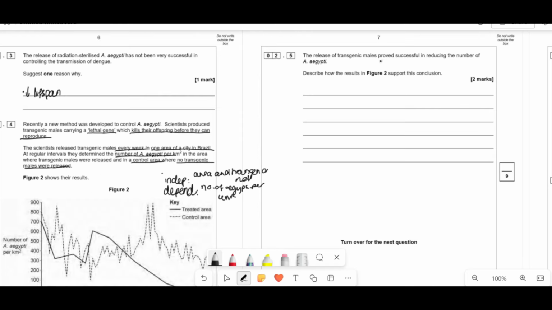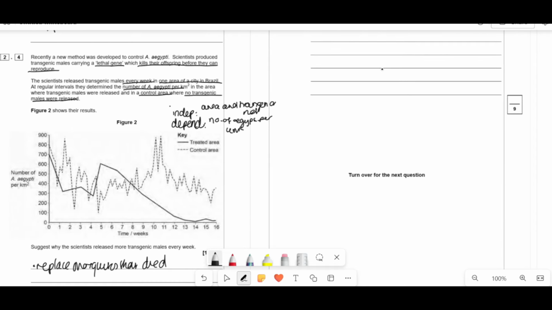The release of transgenic males proved successful in reducing the number of Aegypti. Describe how the results support this conclusion. So when it says that, it's always just saying, look at the results and say what's going on. I should have done this before, sorry, I always do: have a quick look at what's going on here. So we've got time, right? If you look at the treated area, the number of mosquitoes per unit area drops the first week, goes back up, drops again, then spikes back up, and then starts dropping again. But that's because every single week they're adding more, so it's dropped, it comes back, so it drops, it's them doing that. In a control area, they did not add any transgenic ones. So the number of normal ones went up and down, up and down, over and over, right?